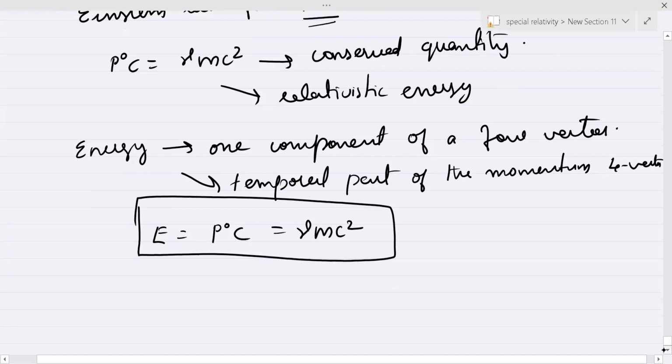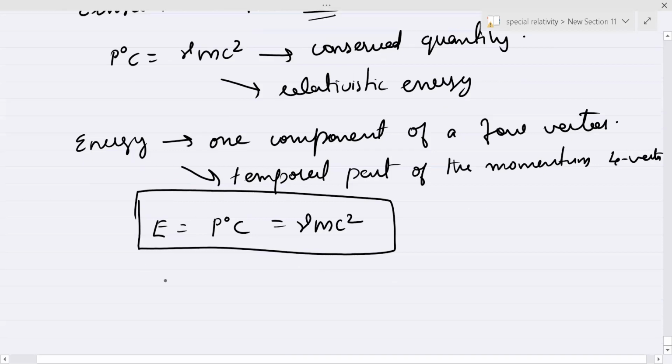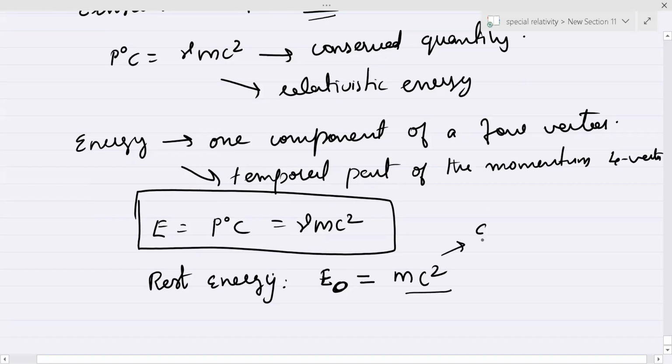Okay, now again, I had explained this. The rest energy is the total energy, and we already discussed this, but we'll just give it again. The rest energy we call E0, with a subscript 0. So E0 is equal to mc square, because gamma will be 1 when u equals 0, right? So this is the energy of the particle in its rest frame, the total energy of an object in its rest frame.